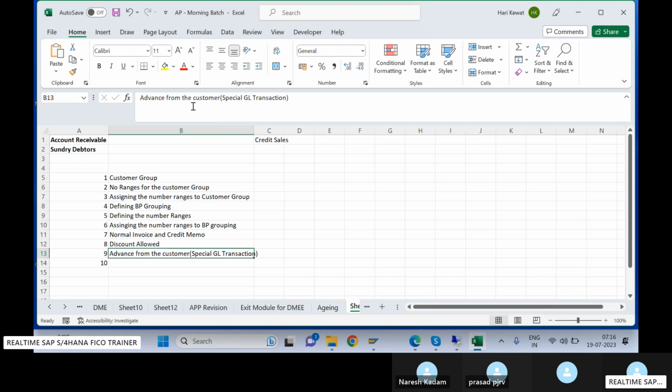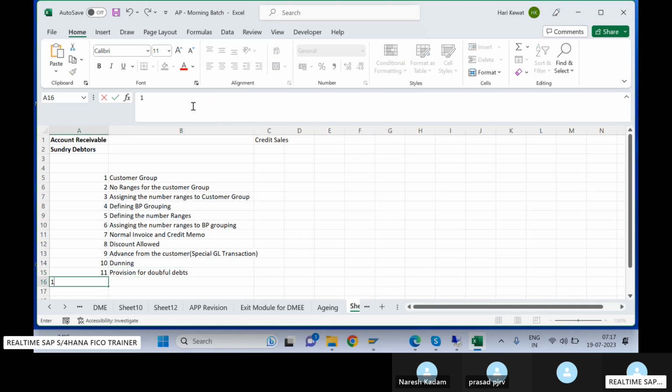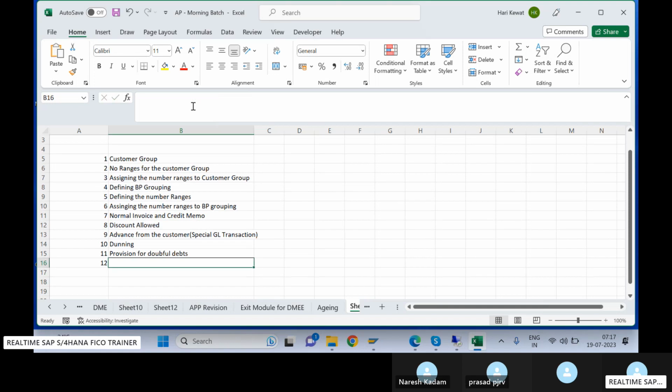Tenth, after this you are going to learn dunning. Then eleventh, provision for doubtful debt. Then twelfth, you are going to see what custom reports you may require to build. One custom report is the statement of customer account, which includes the invoices due, and that statement you have to send to the customer every month. This is one of the developments you have to do depending on the client requirement.